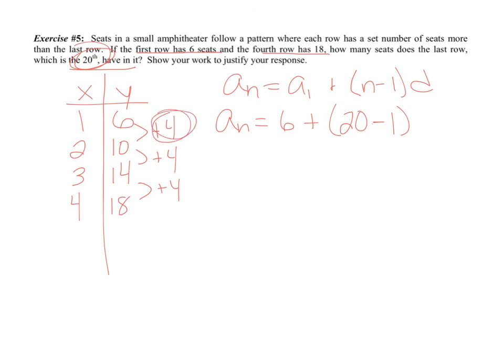My d is going to be, what am I increasing by each time? And we figure that out by calculating, and it is plus 4. I don't want you to get into a bad habit here by putting that plus 4 so big. So let me correct that real quick. It is a positive 4, because you're going to be multiplying, so don't get confused by that. So 6 plus 19 times 4. 19 times 4 is going to give me 76, plus 6, which is going to give me 82. A sub n equals 82.